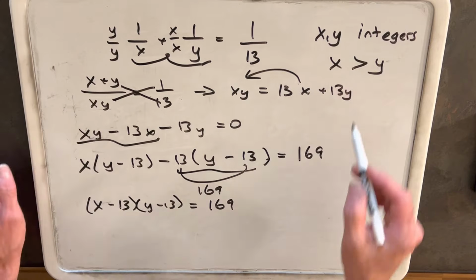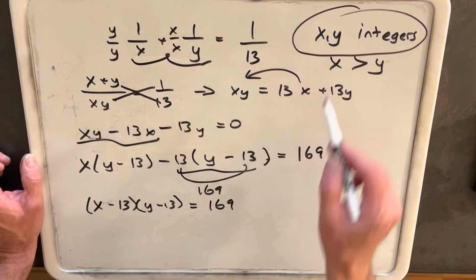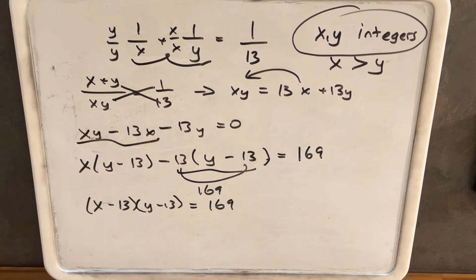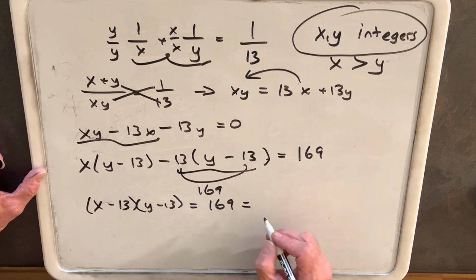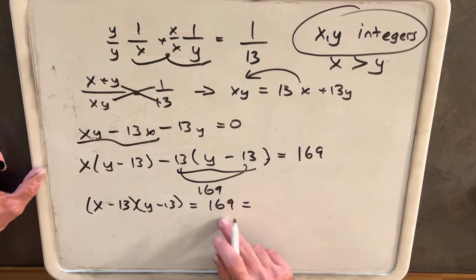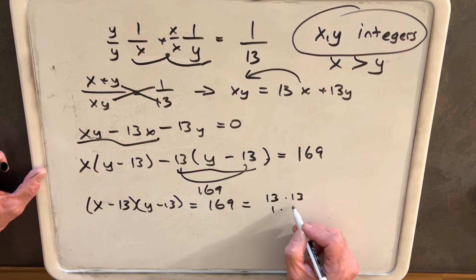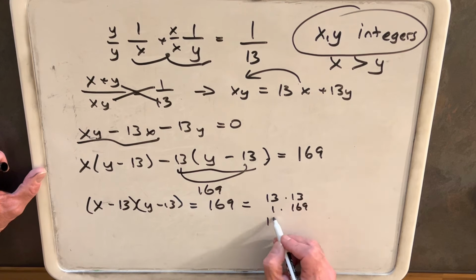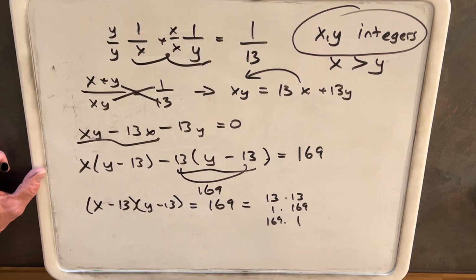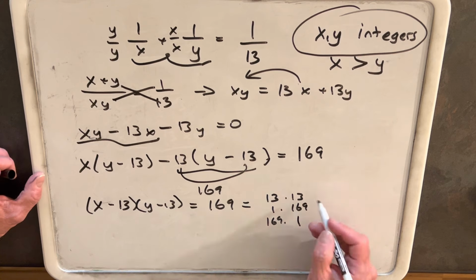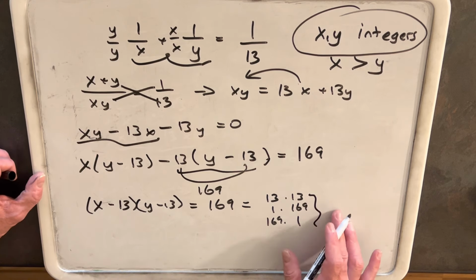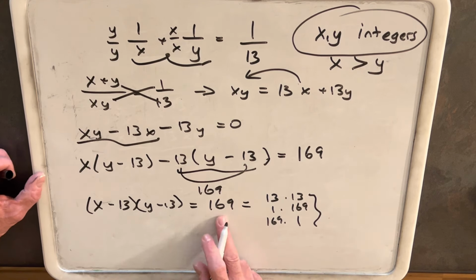And this is where having integers is important. This allows us to factor the right side. Now we have different possibilities. We could have 13 times 13. We could have 1 times 169. Or 169 times 1. But you'll notice this has been carefully chosen so that there's only 3 possibilities. There's no other integer factorization of 169.